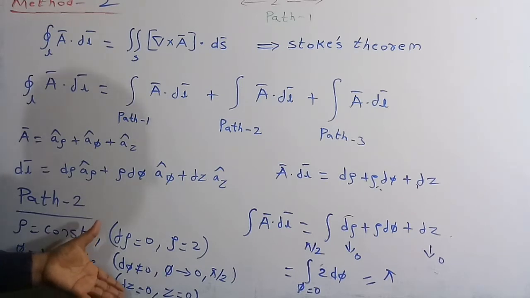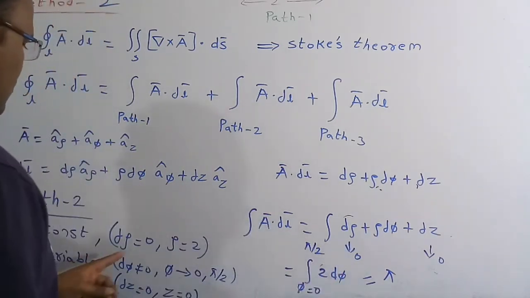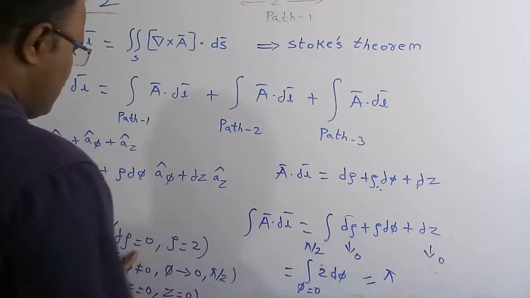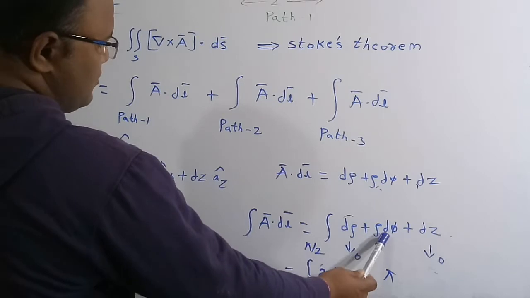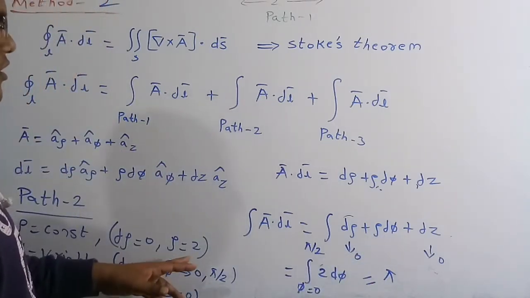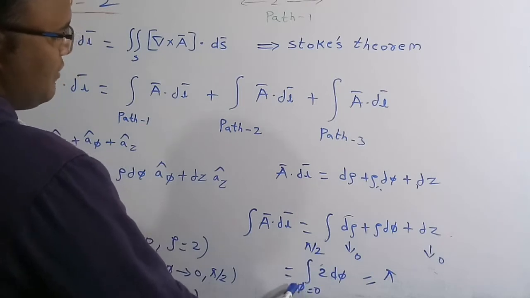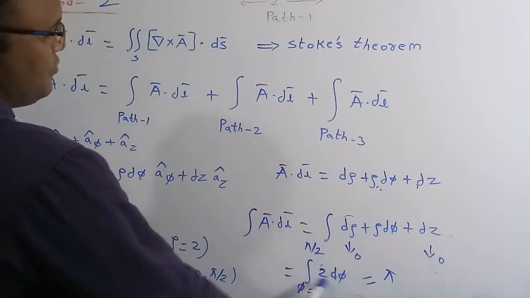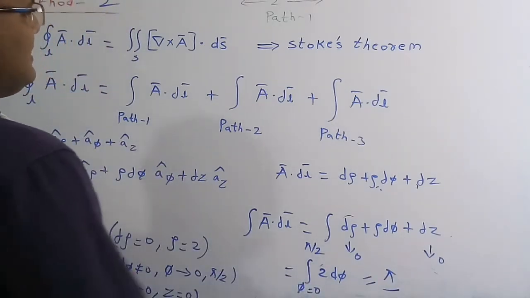So now we have to substitute these constraints in this equation. So d rho is equal to 0 and also dz is equal to 0. So the only thing we are going to get is rho d phi, but the value of rho is a constant which is equal to 2. So therefore 2 into d phi. The integral is from phi equal to 0 to pi by 2. If you do the integration of this, we are going to get pi. So pi is for path 2.